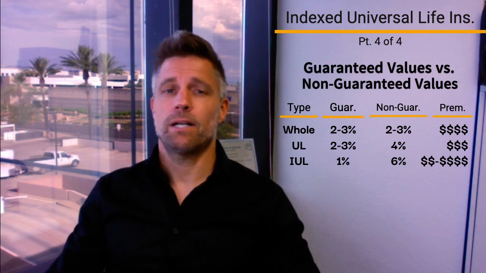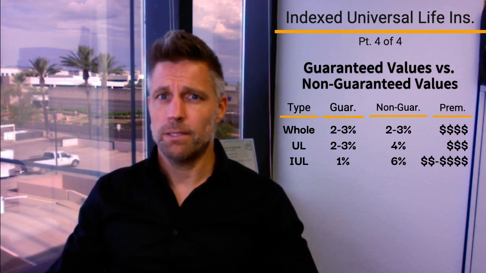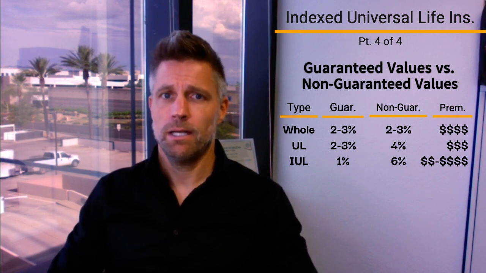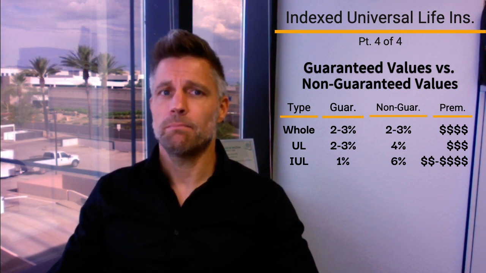The guarantees of an IUL might be 1% per year, but the non-guaranteed policy values might be based on 6% per year. This is because your policy values are based on the performance of an index like the S&P 500. When the S&P 500 goes up in any given year, your policy values participate in those gains. When the S&P 500 goes negative, your policy values and any gains in previous years are protected from losing money, i.e. you get a 0% rate of return.